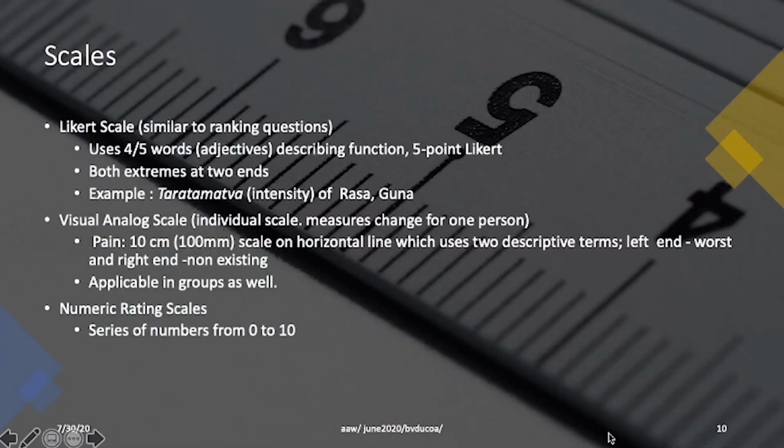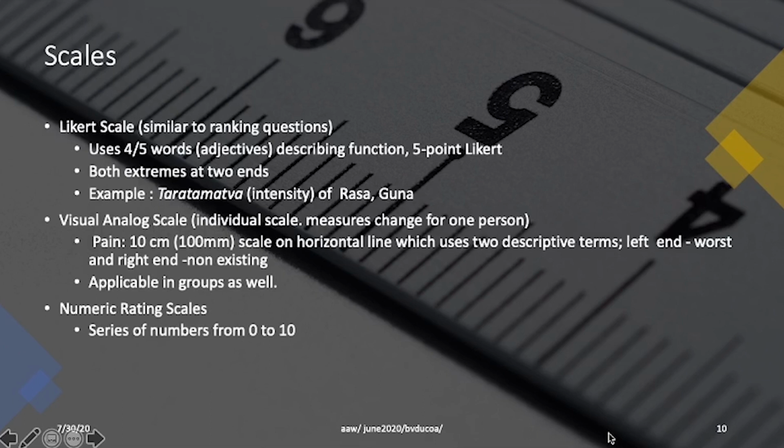Let me take you to another type of instruments. These are known as scales. You all are aware of it. But basically, there are three different scales. The first known scale is the Likert scale.